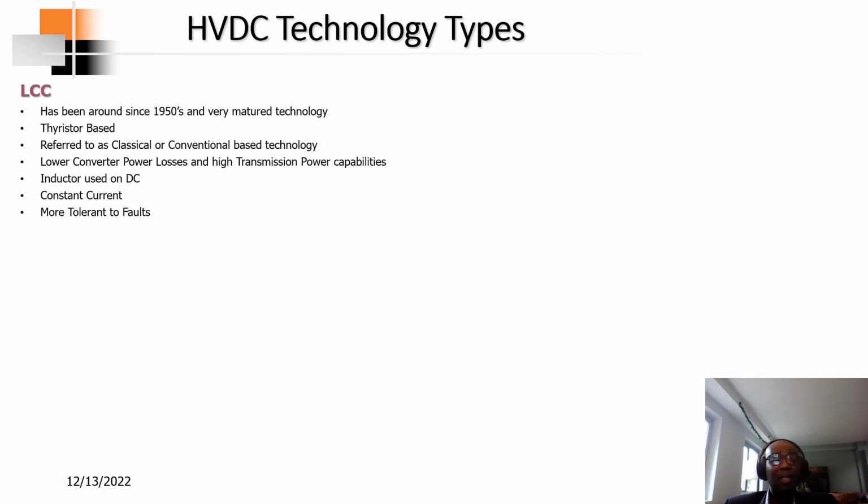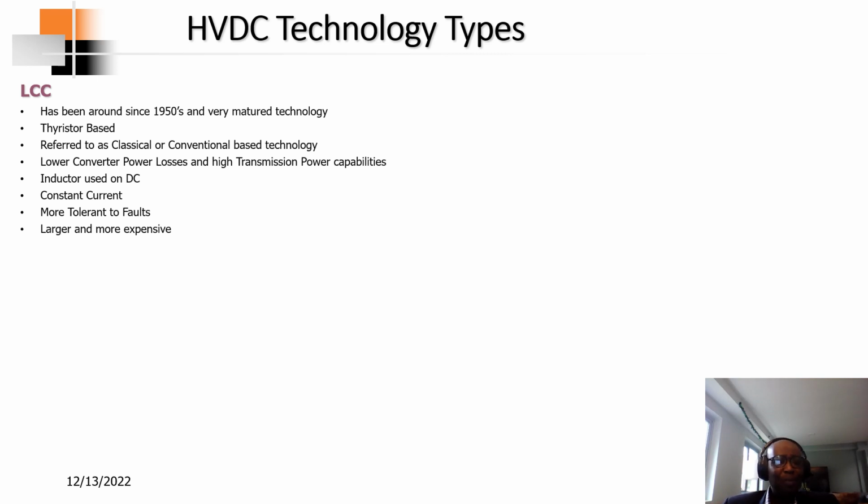The reason being that you have the larger inductor on the DC side that is able to mitigate and lower the high peak of the fault currents. And also you have the thyristors that are able to be controlled to basically extinguish the fault current.